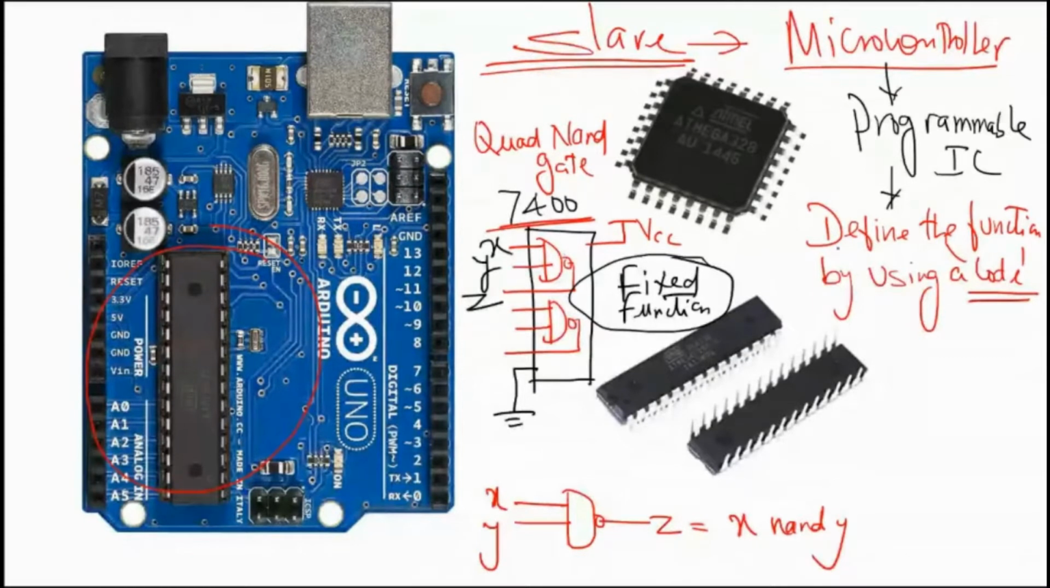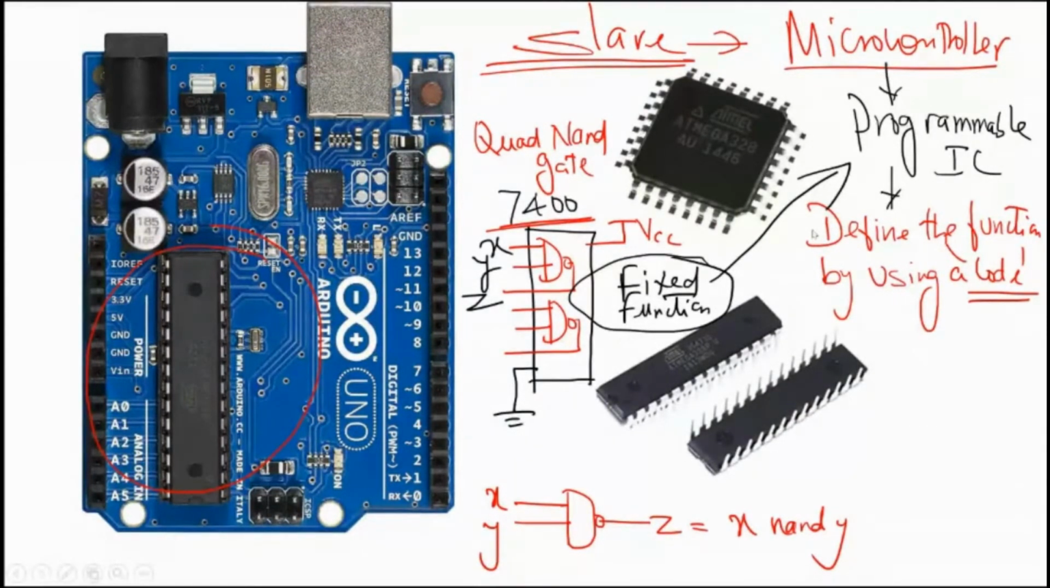Whereas a microcontroller is a programmable IC. What does programmable IC mean? This IC doesn't have any specific function. The functionality of that particular IC is defined by the program that is written by the designer. What is the advantage? Today I define some function. Tomorrow I do some other function. Day after tomorrow I do some other function. So day in and day out I can use the same IC for performing multiple functionalities by changing the code. So that is more powerful than a fixed function IC.